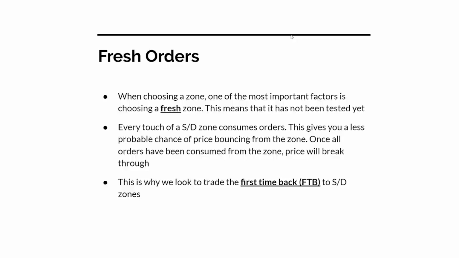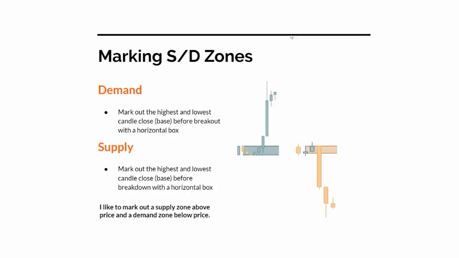They're basically filled with buy or sell orders, and the more times price hits the zone, the thinner it's going to get until eventually all the orders run out and price breaks through. So whenever you're marking supply and demand zones, you want to mark out the highest and lowest candle close, which is basically the base before a breakout or a breakdown.